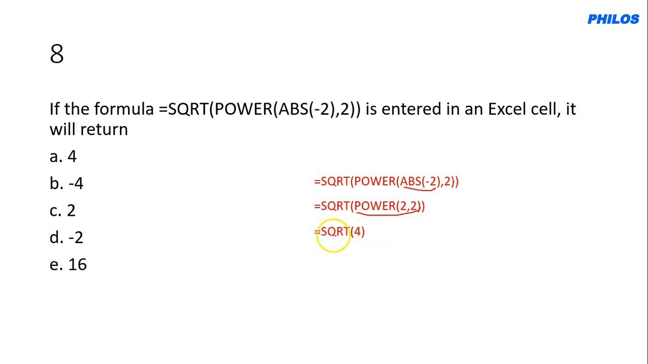Now, when we say SQRT also, what does it mean? SQRT means square root of. So square root of 4 will give you what? +2. So the correct answer for question 8 is C.